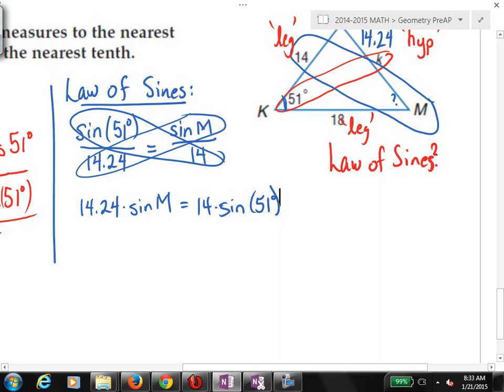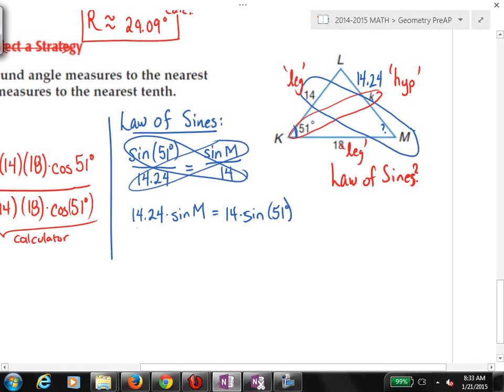Remember that I need to solve for M. So I need to isolate the sine of M, so I need to get rid of times 14.24, so I have to divide by 14.24, divide by 14.24. This is 1. That way I end up with sine of M is equal to this right here.